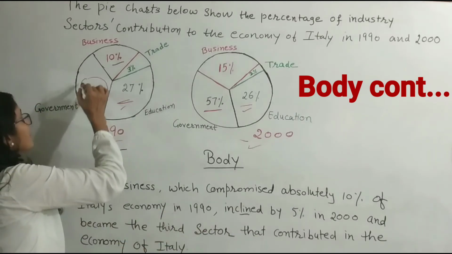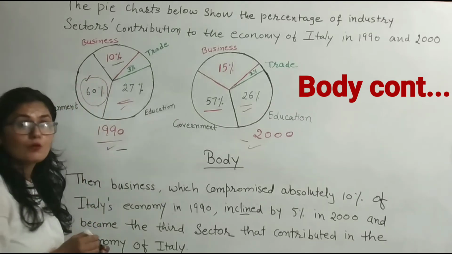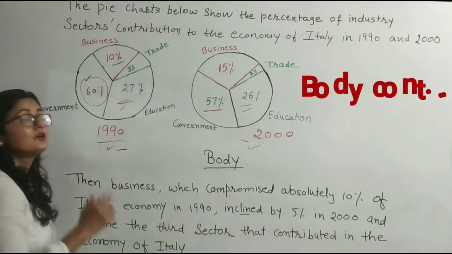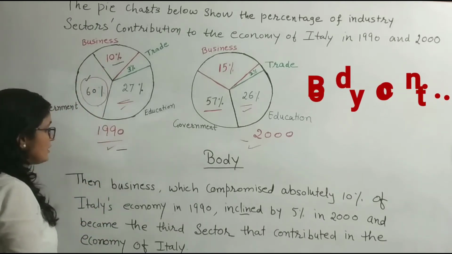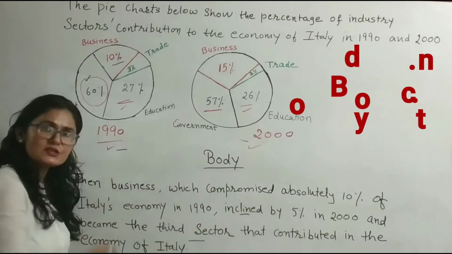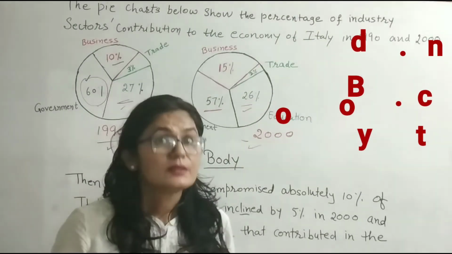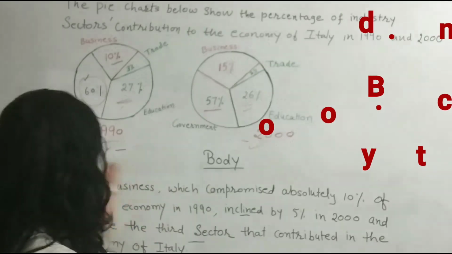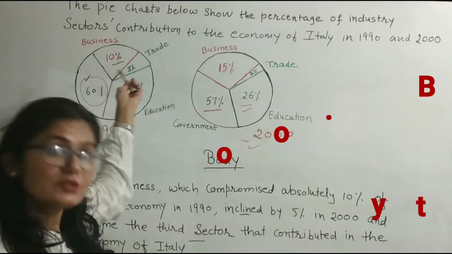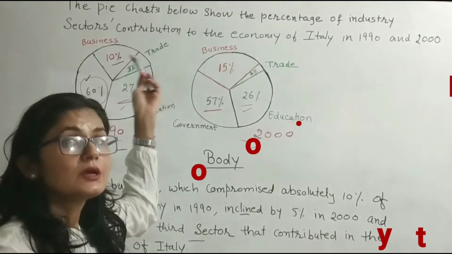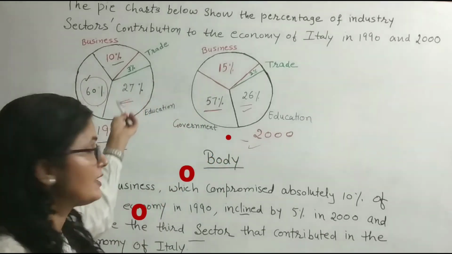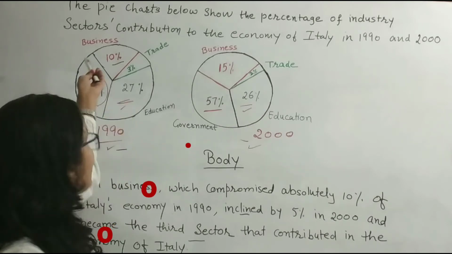See, first the maximum or the highest contribution was of government, followed by education, and business was the third sector. So it became the third sector that contributed to the economy of Italy. As I said to you before, we can count it. See, government was the first sector, education second, and business was the third sector that contributed to Italy's economy. Okay, so in this manner we have finished government, education and business.